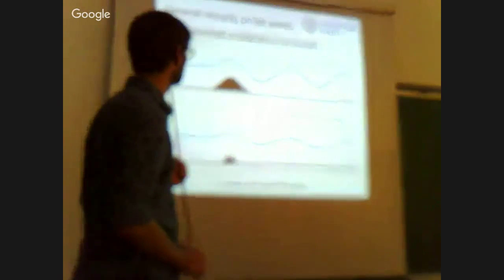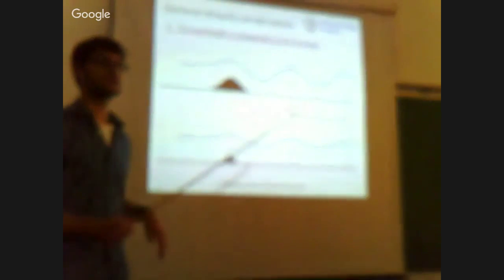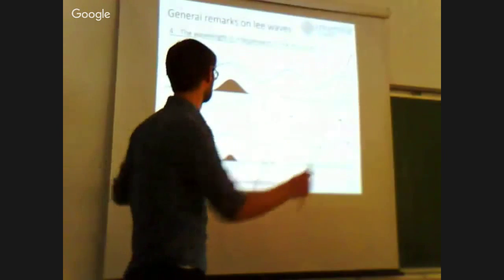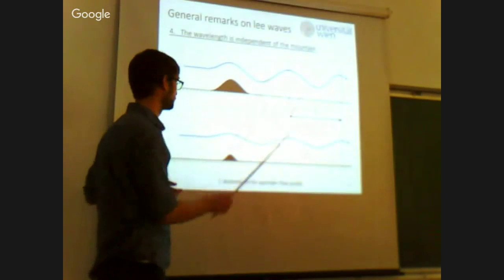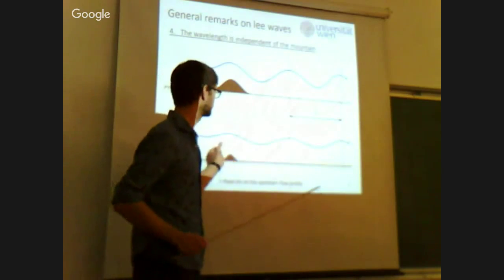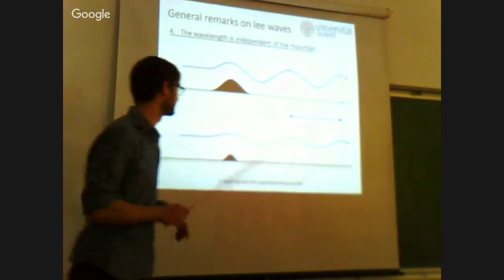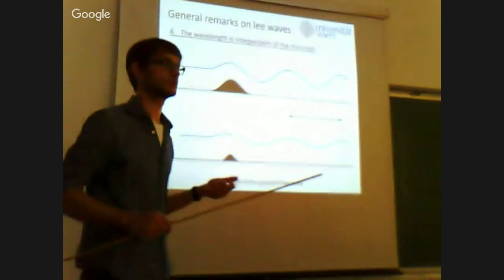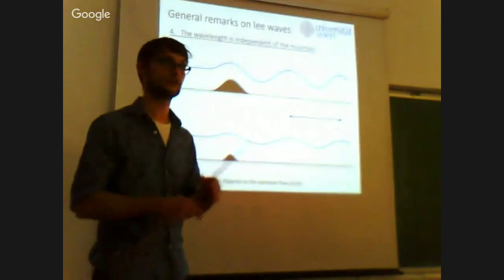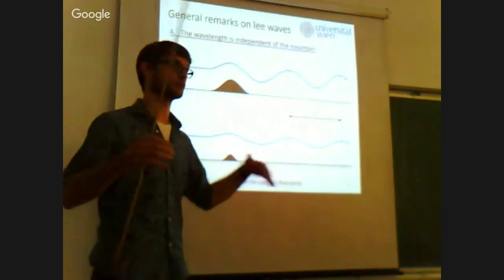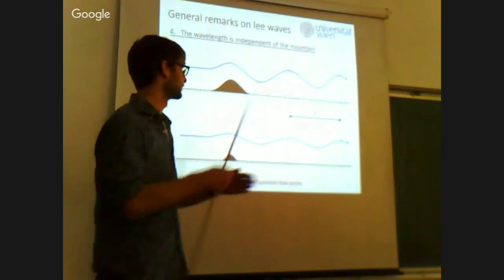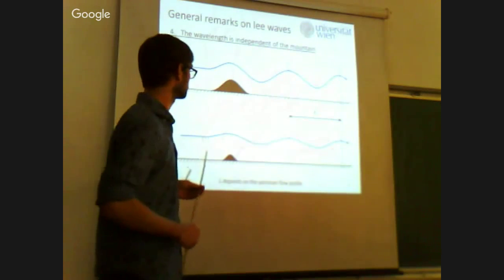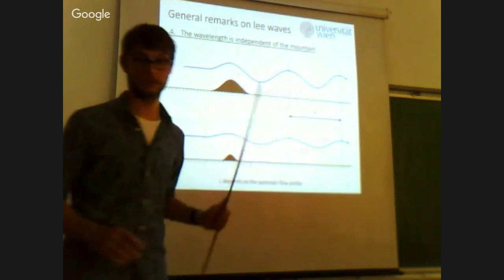Another important property is that the wavelength of Lee waves is independent of the mountain. So you can have a broad, wide mountain, and the wavelength will be just the same as for a short, tiny mountain. But the amplitude will be different. This is somehow different to a continuously stratified wave, where the width of the mountain has an impact on the wave shape, and also on the horizontal wavelength. But here this is not the case.